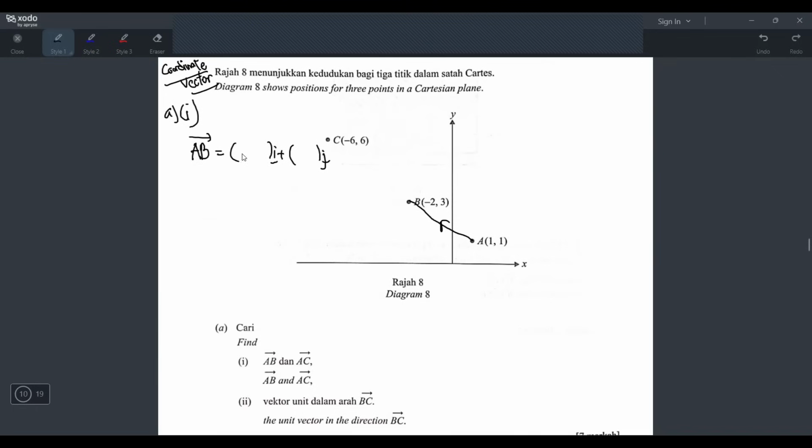So negative 2 minus 1, right? That's the coefficient of I. And then coefficient of J will be Y minus Y, but you have to take B minus A, so 3 minus 1 like this, right? And then you will get negative 3I, and then 3 minus 1 is 2J, all right?